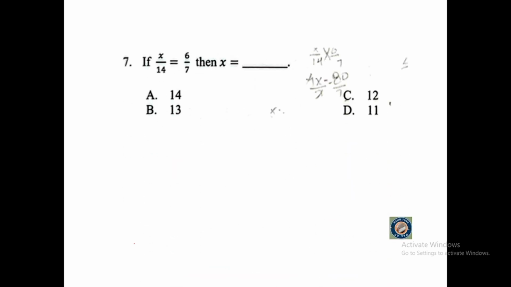Let's go to question number 7. If x over 14 is equal to 6 over 7, then the value of x will be A. 14, B. 13, C. 12, or D. 11?